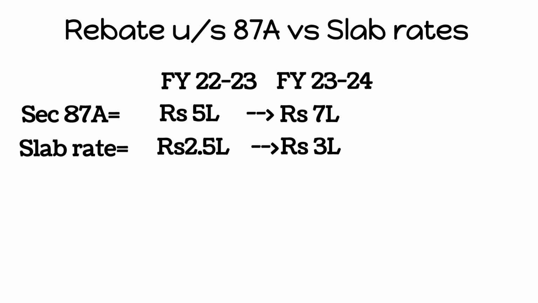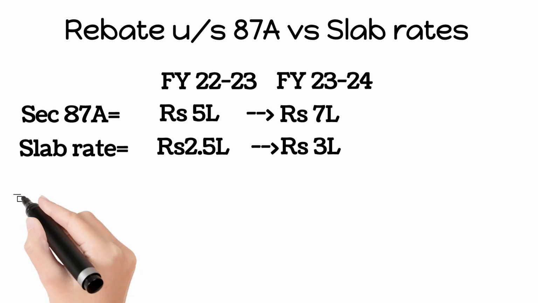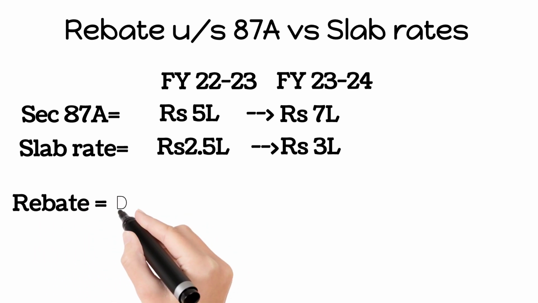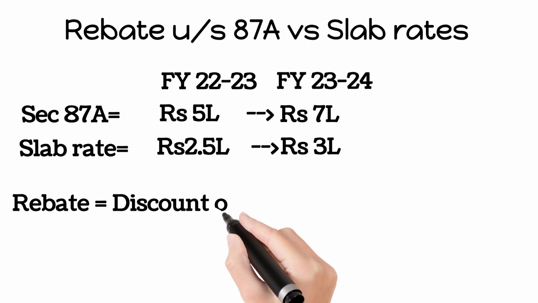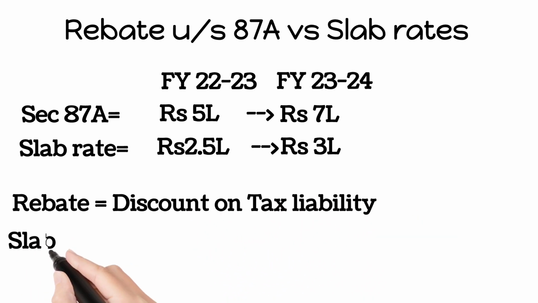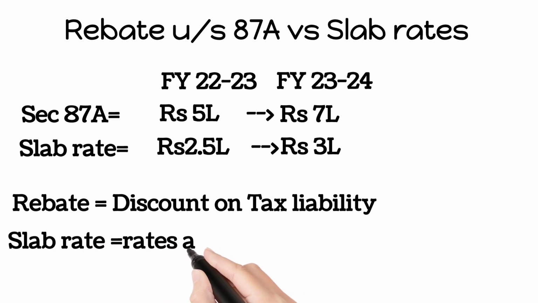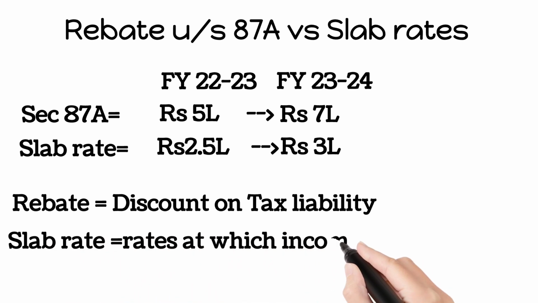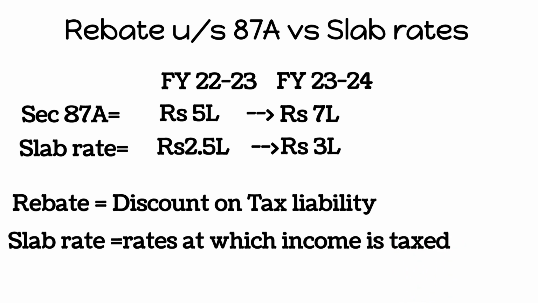Earlier, the new tax regime had 6 slab rates, which has now been changed to 5 slabs as discussed earlier in the video. Rebate is the discount given by the government on the total tax liability of an individual, while the slab rates decide the rates at which the income of the individual will be charged. This is where the confusion lies.